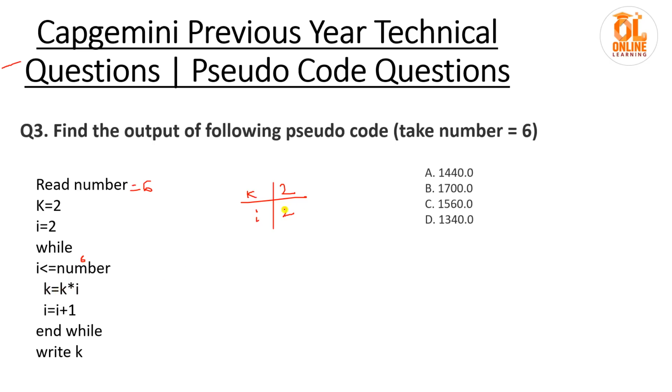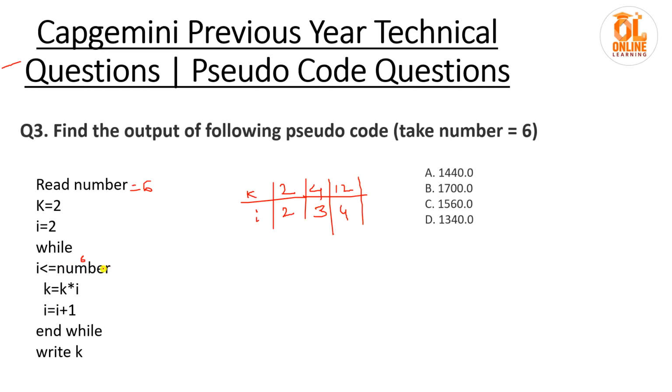K equal to K into I. So K became K into I, K into I means 2 into 2, which is 4. And I equal to I plus 1. So it became 3. Again 3 is less than or equal to 6. Yes. K equal to K into I. So K into I means 4 into 3. It became 12. And I plus 1 means this became 4.